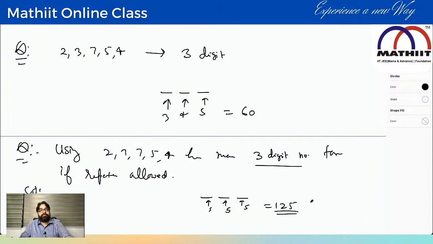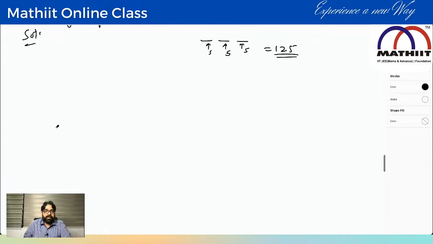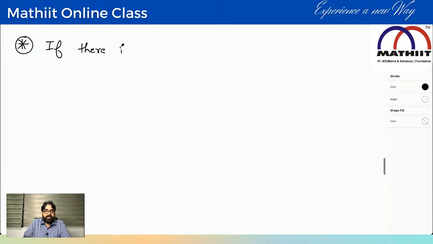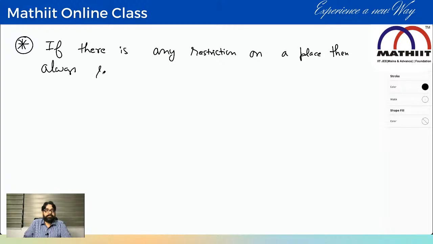Total will be 125. Now, write a note, everybody. The most important part of this: if there is any restriction on a place, then always start filling the object from that place only.